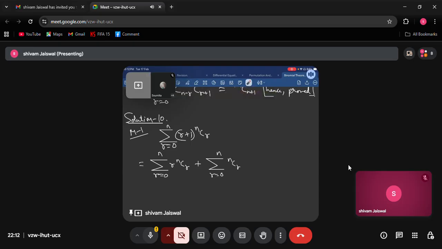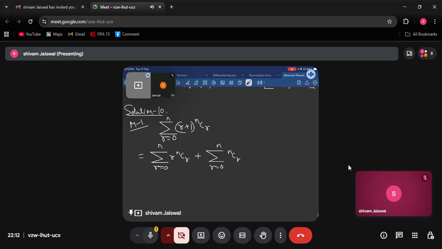Achha, over here, what is summation of r equal to 0 to n nCr? Tell me. What is the value? 2 to the power n. Right. So this becomes 2 to the power n. Right hand side, second term is solved.